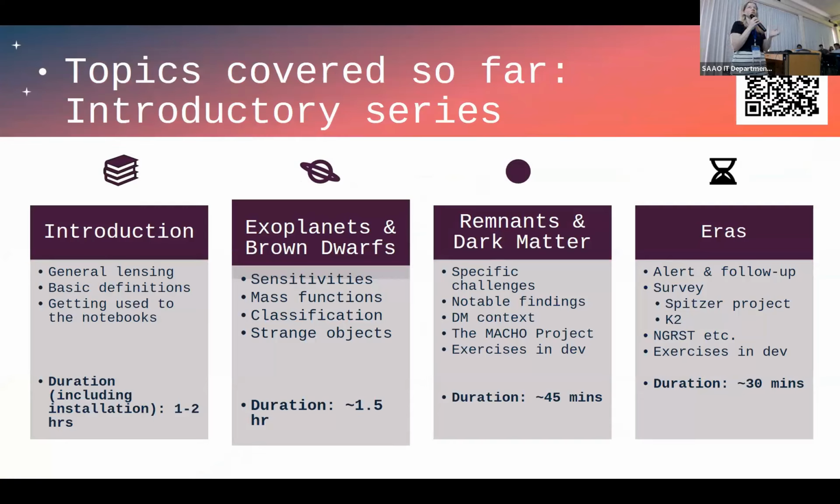I've got an introductory series that involves these 4 things. An introduction that mostly takes you through how the notebooks work and some general stuff about microlensing. Something that's more on exoplanets or brown dwarfs, demographics, the overlap, things like that. Remnants and dark matter, so a lot more on black holes and the history of microlensing. And then there's the eras one, which follows the format of the Gaudi 2012 paper that we all got thrown at us when we were learning.